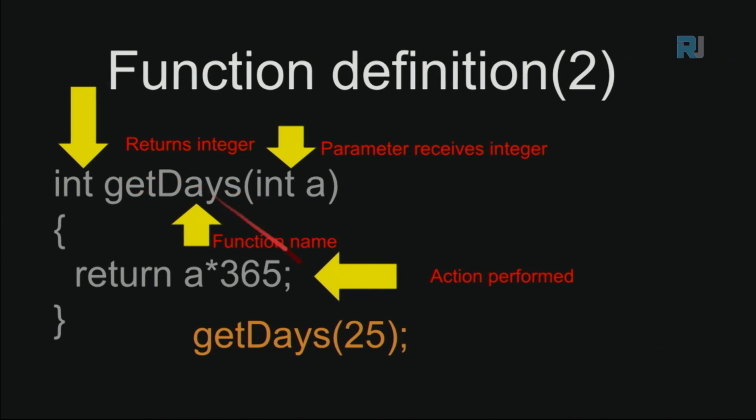The function name is get days. You put get days, and inside the parenthesis you put an integer number without a quotation or anything. This is determining what you can put here. If this is integer, you must put an integer. You cannot put a word or text or a letter value. This function will return a times 365.